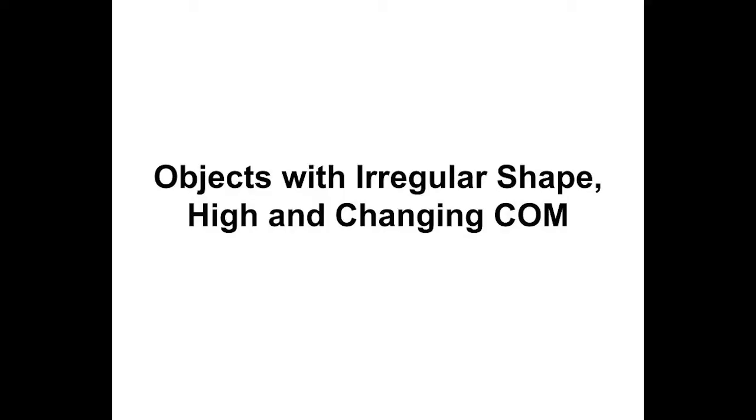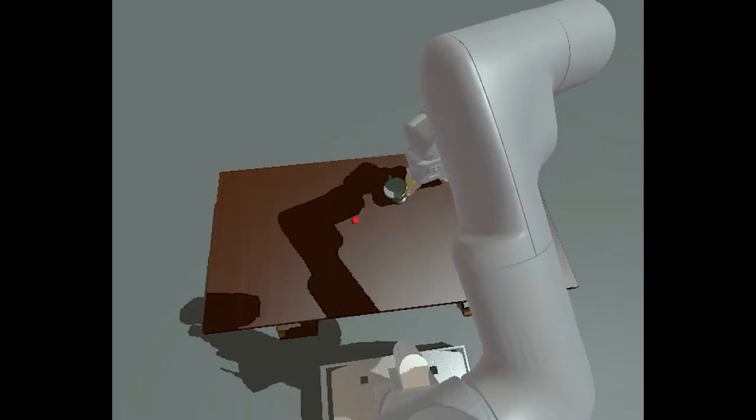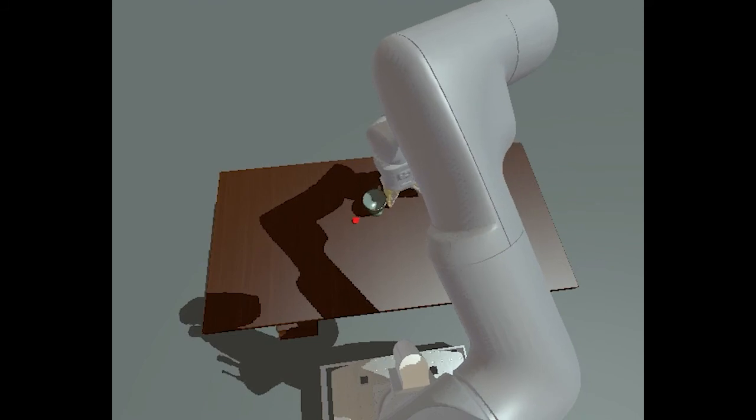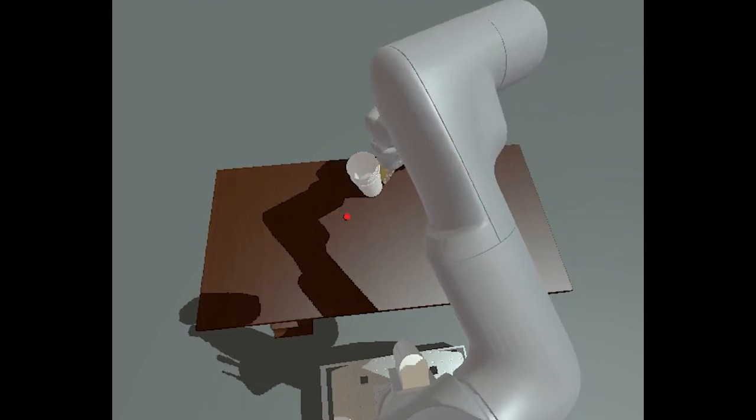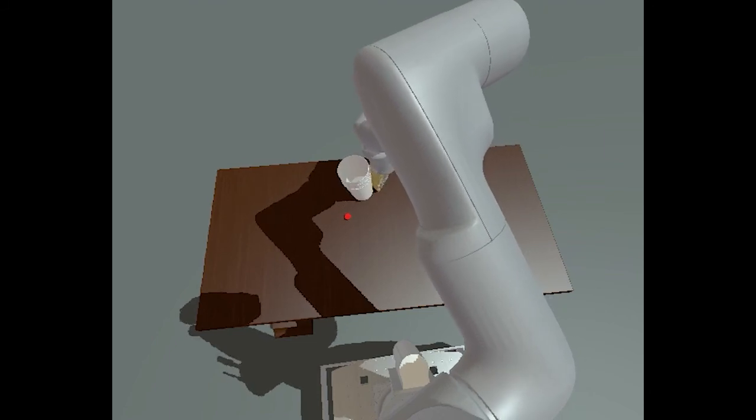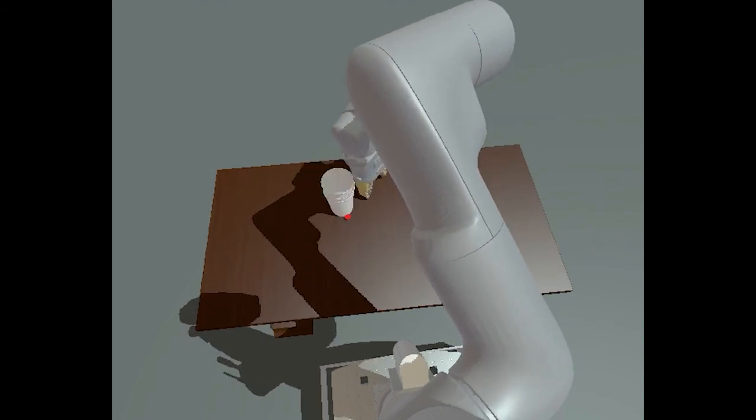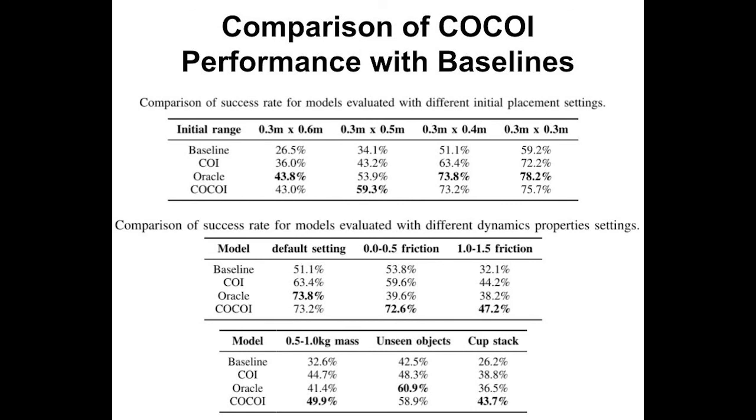COCOI can also handle challenging objects. For example, pushing a goblet that has very irregular shape and whose center of mass is relatively high. And a stack of cups where the upper cup can move inside the lower cup, making the center of mass shaky. Overall, we show consistent better performance of COCOI compared to the baselines.